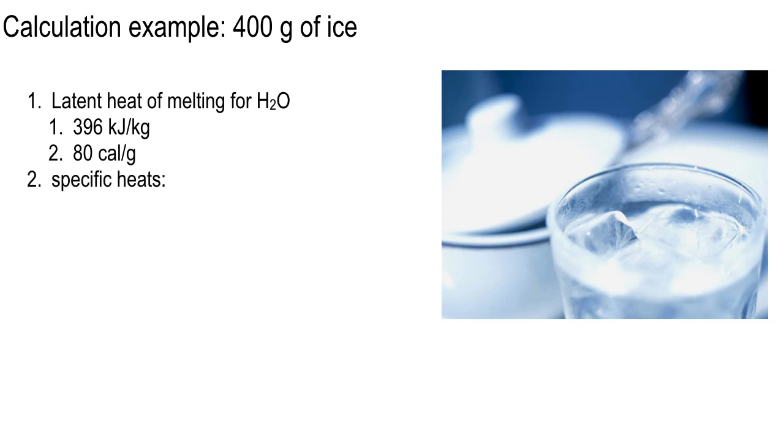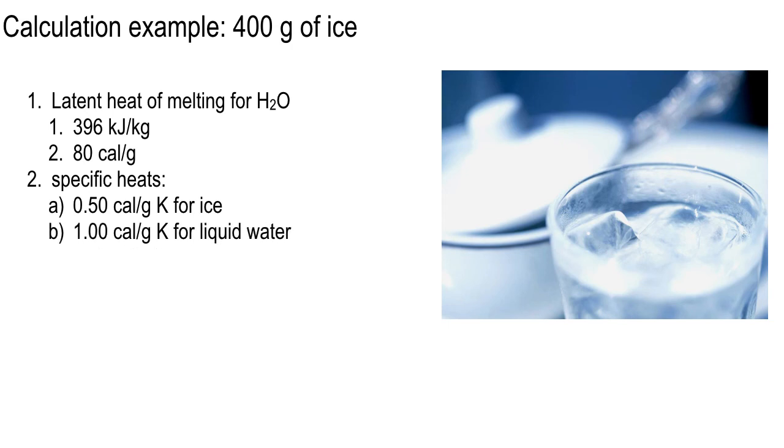Okay, and the specific heats. We have ice, we want to melt it, and then we've got liquid water. So we have two different specific heats. 0.50 calories per gram Kelvin for ice, and then 1.00 calories per gram Kelvin for liquid water. So the ice is going to be easier to heat up, and the liquid water is going to be a little tougher to heat up. But between those two, we got to bust up all the ice and turn it into liquid. So we got a 3-part process here.